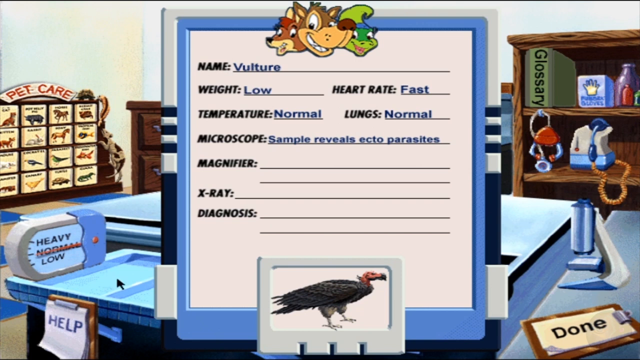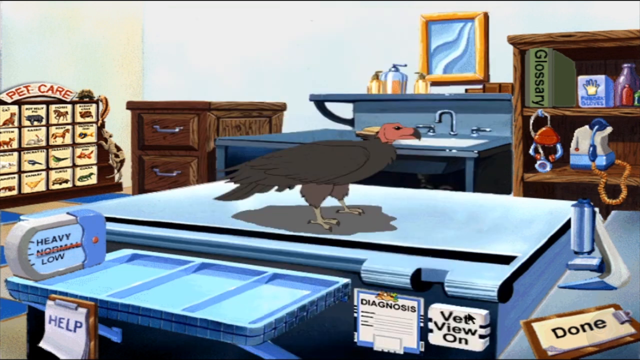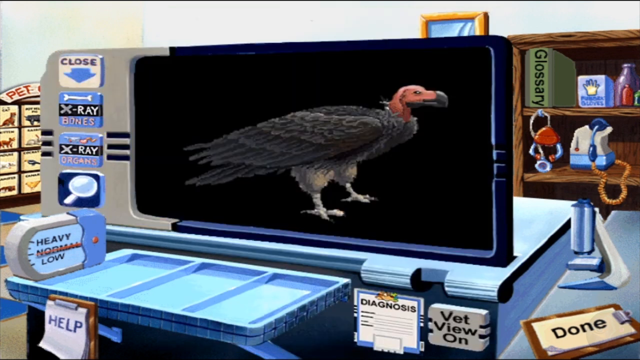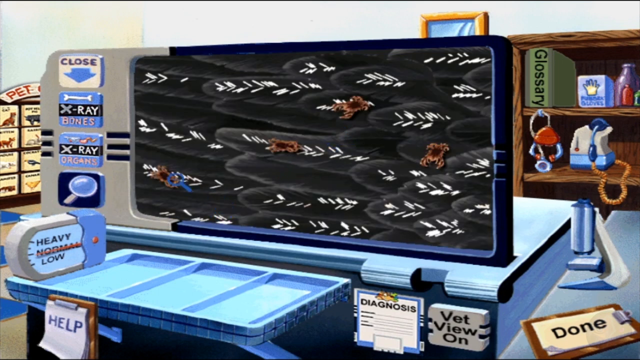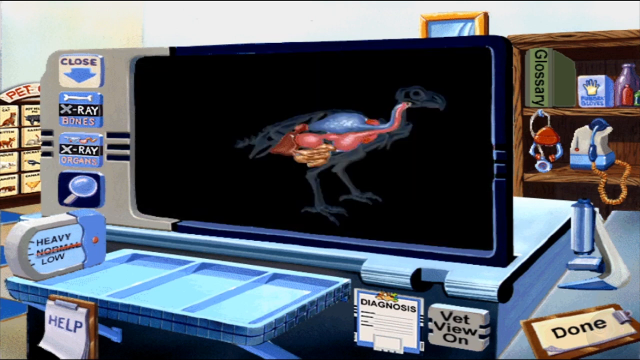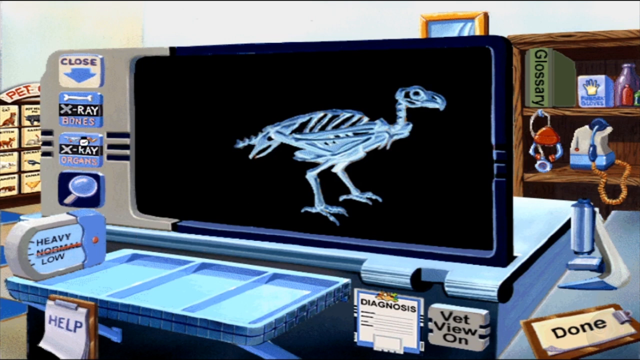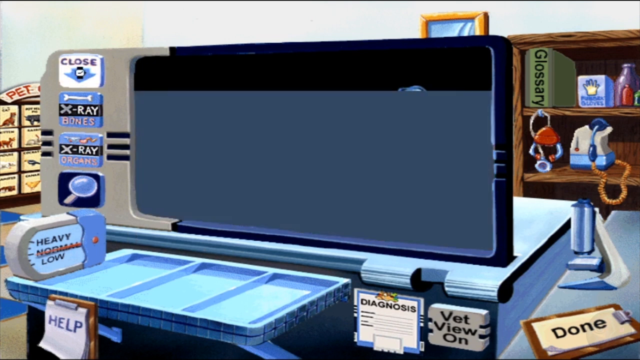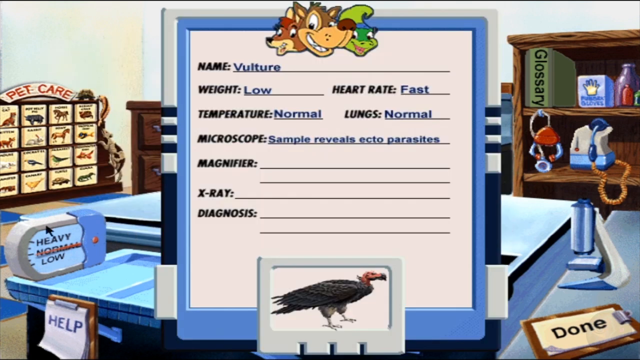This animal's weight is low. Ooh, the skin is red and irritated, and I see lice. I don't see any problems here. I don't see any problems here. Lice in feathers.